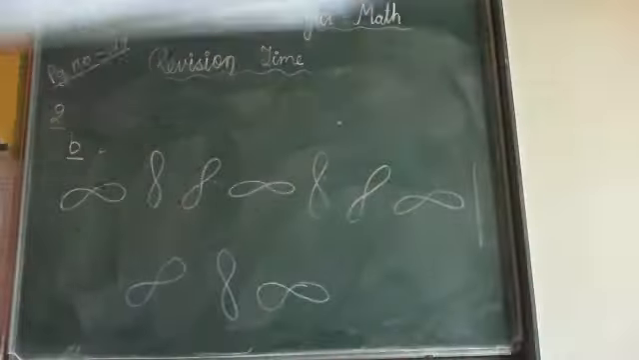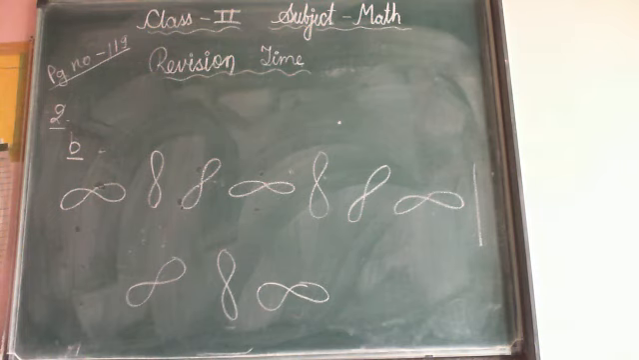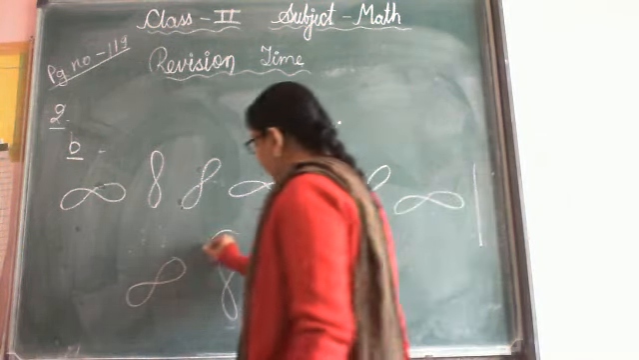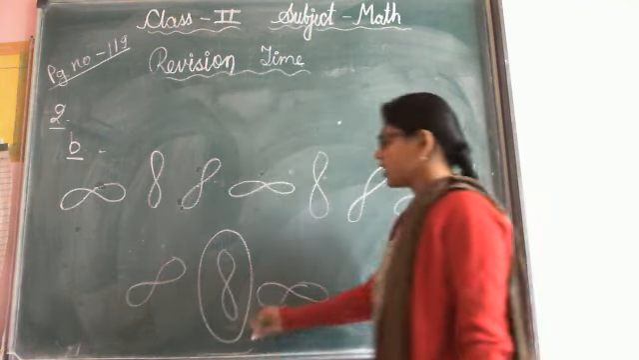Then what will come next? After brown, pink. So the next one is pink, the vertical one. So we will circle this vertical one, which is pink in color. So circle this one.